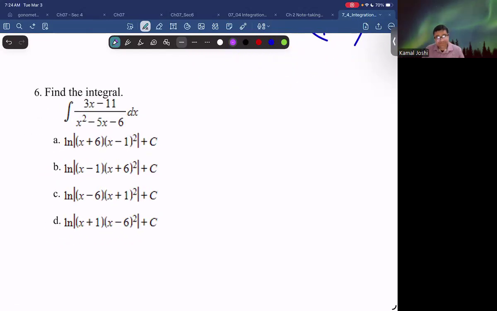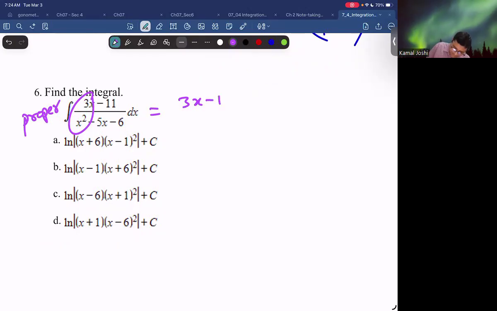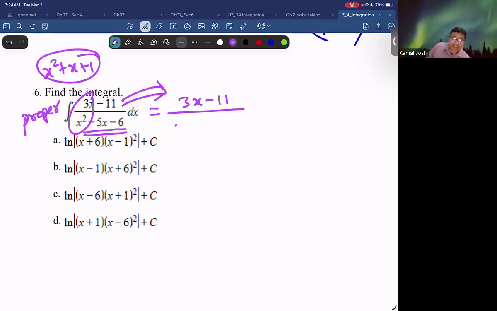Let us look at another. And again, you see, this is proper. The degree of the denominator is more, right? I'm only talking about the partial fraction part. The denominator is x square minus 5x minus 6. You have to first check whether you can factor it or not. Previously we had x square plus x plus 1 and I had mentioned that it cannot be factored, right? So we had to leave it like that.